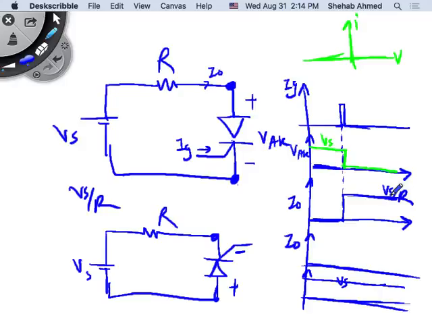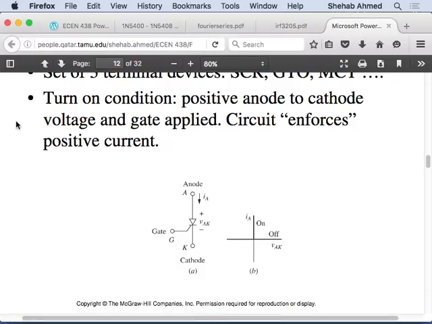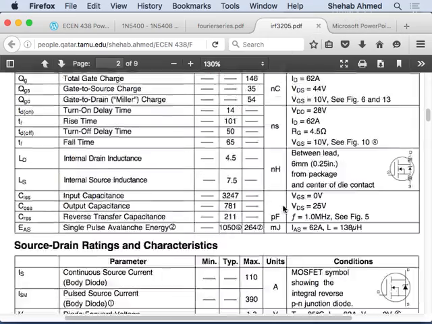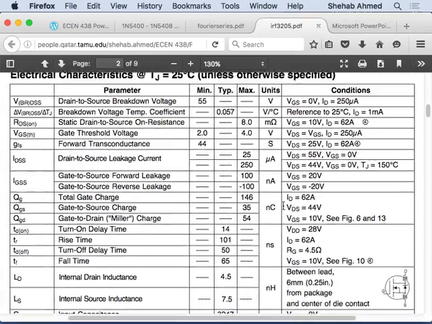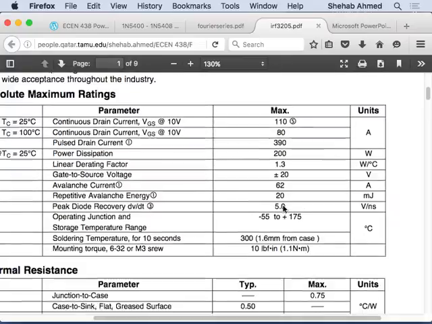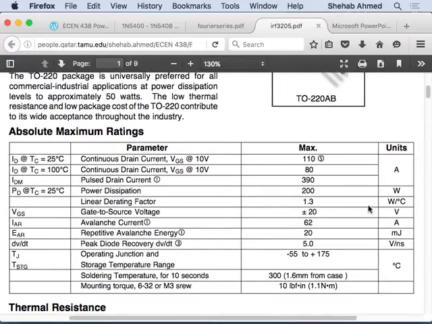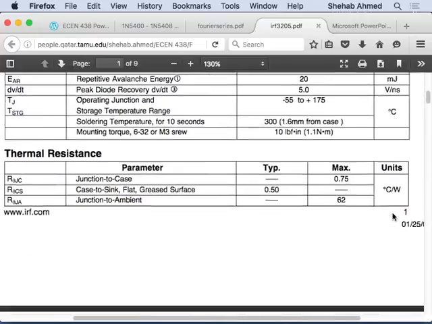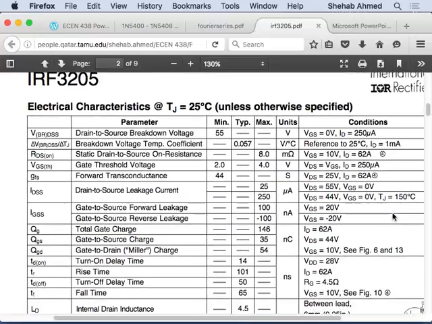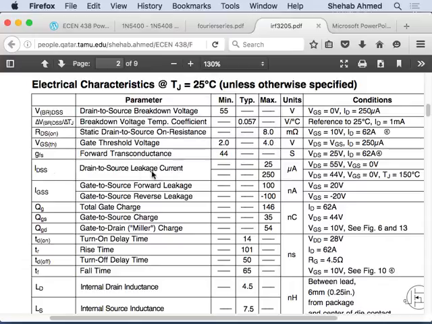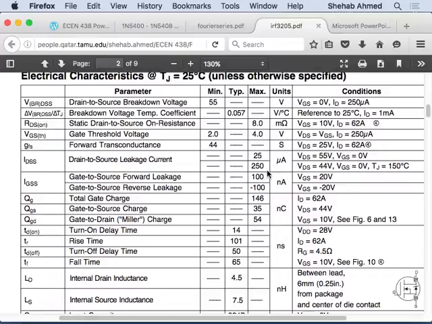Leakage, again, there's of course leakage. All devices, if you put a voltage across them, even though they're off, will have leakage current. And this will be something I'm sure is in the datasheet for this device. Any device will have drain to source leakage current, 25 microamps to 250 microamps, depending on it.